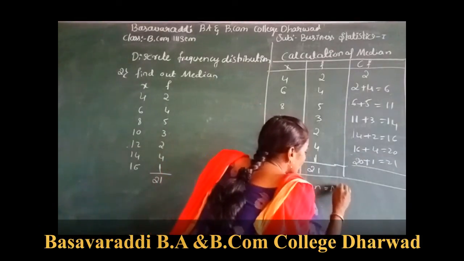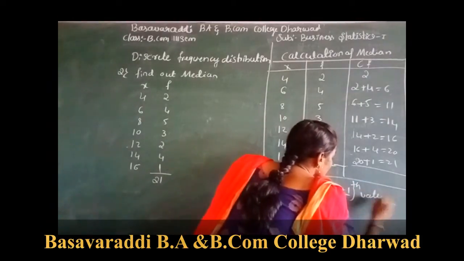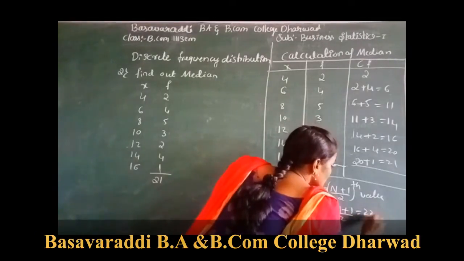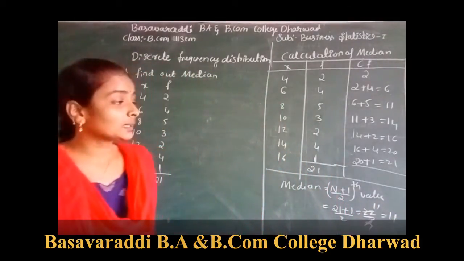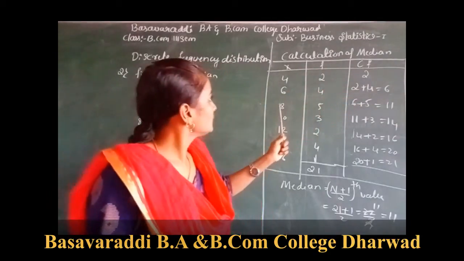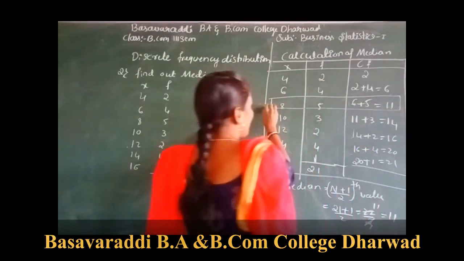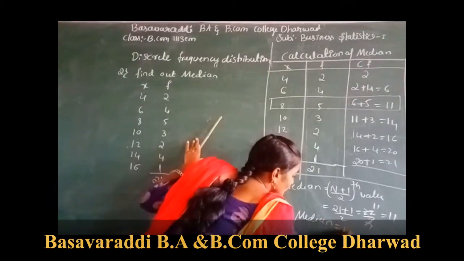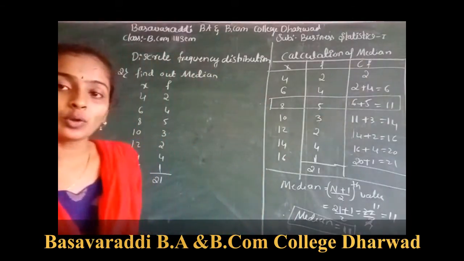Median is equal to N plus 1 divided by 2 value. 21 plus 1 divided by 2, 22 divided by 2, that is 11. The 11th value we have to consider. In cumulative frequency, the 11th value. Okay. The 11th value median is 8. Therefore, median is equal to 8. Okay, I hope you understood the problems.